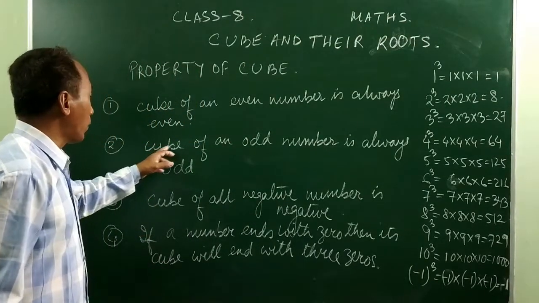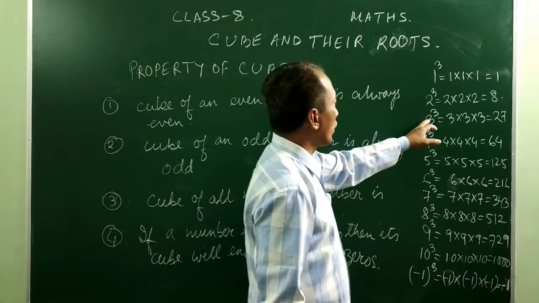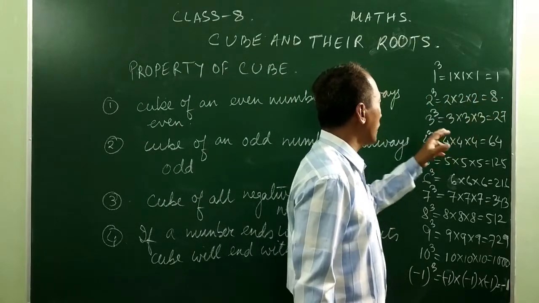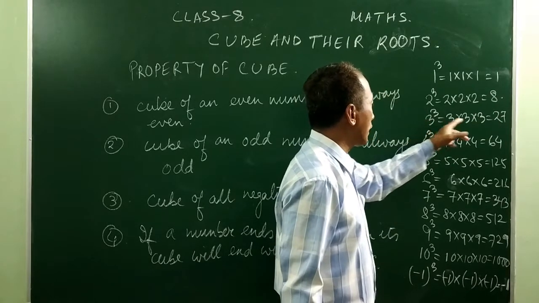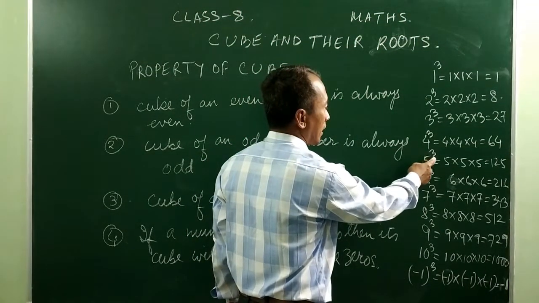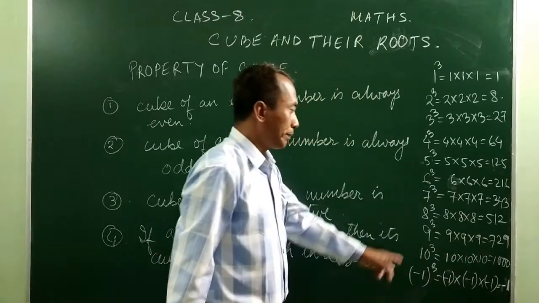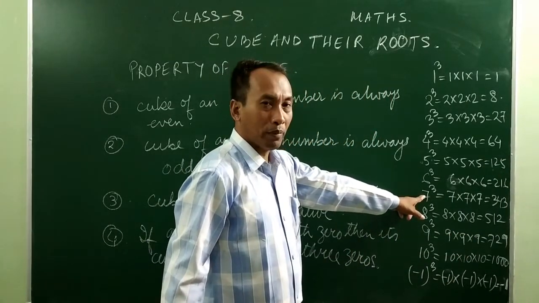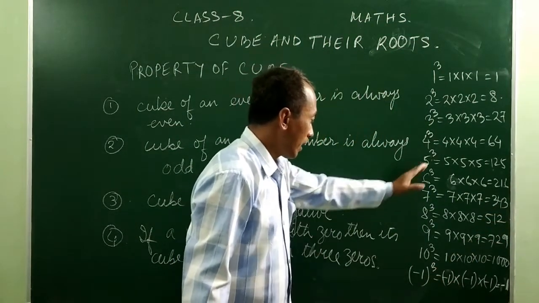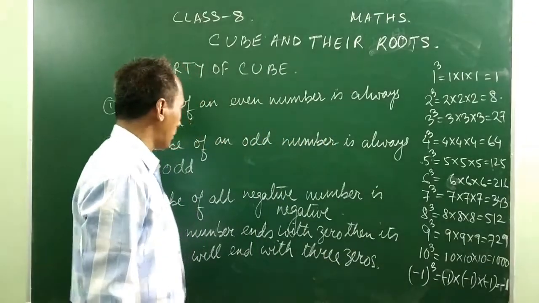Similarly, the cube of an odd number is always odd. Here 1 is an odd number, the cube of 1 is 1, which is odd. 3 is an odd number, the cube of 3 is 27, an odd number. 5 is an odd number, its cube 125 is an odd number. 7 is an odd number, its cube 343 is also an odd number. Likewise 9, likewise 11, everything you will get is an odd number.